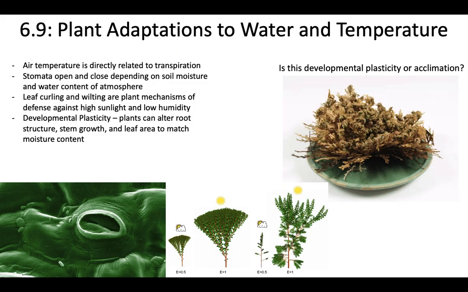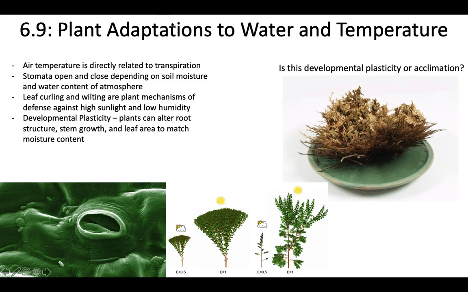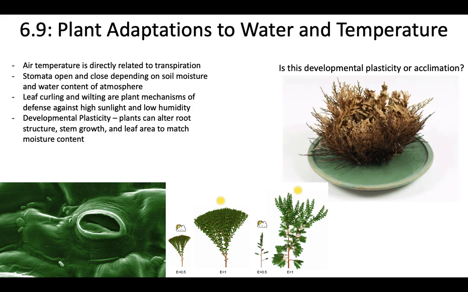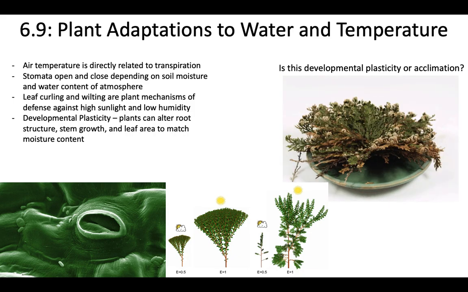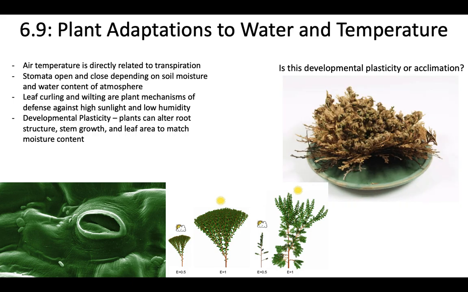Let's talk about some more plant adaptations to water and temperature. The air temperature is going to be directly related to transpiration that is going on in the plant. So climate can also be affected by the plant species that live in it. It's all a whole cycle.